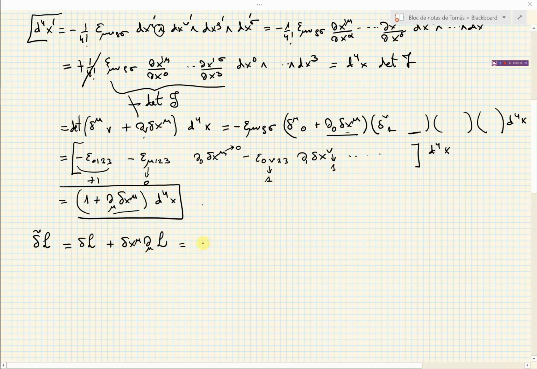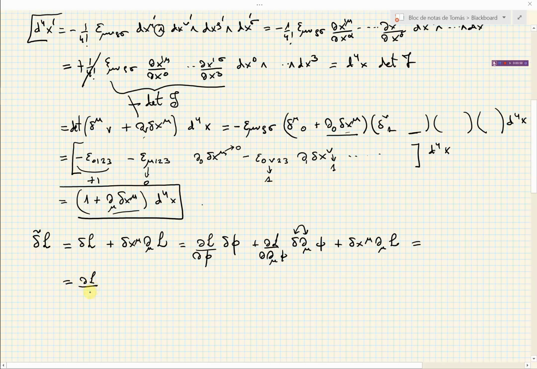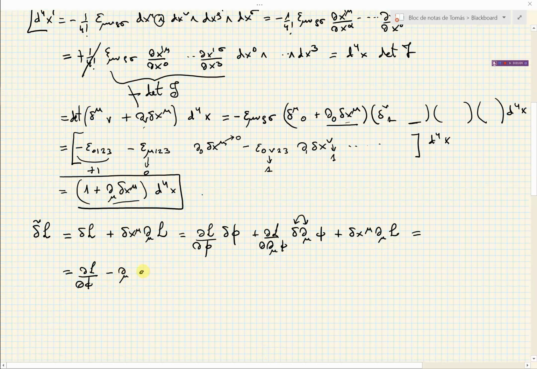So now we apply the standard rule to these variations, which is the chain rule. δ∂_μφ plus δx^μ ∂_μ L. This variation and this partial derivative commute, and we can integrate by parts and get the standard result. I do it quickly because we know how this works.